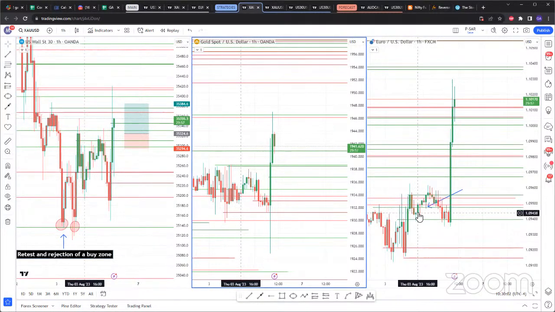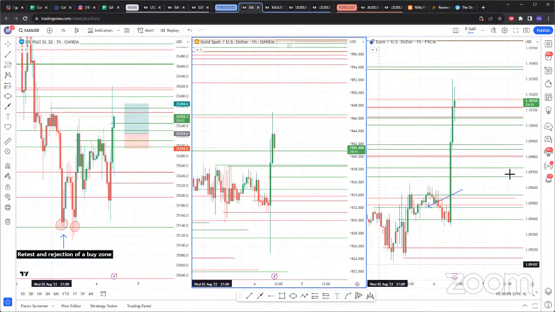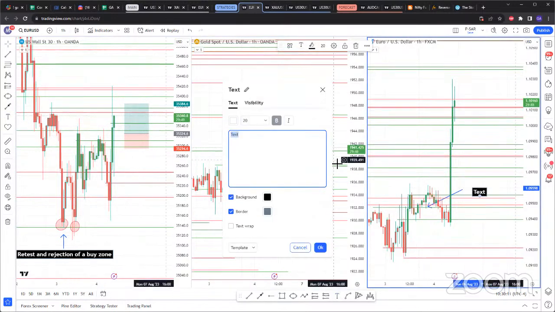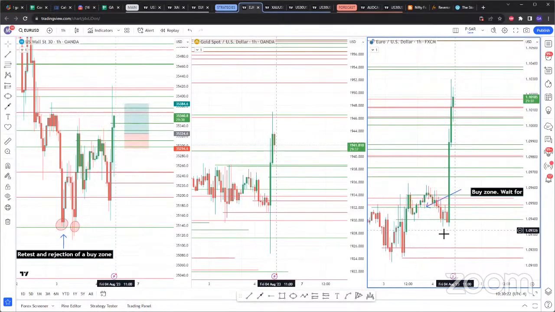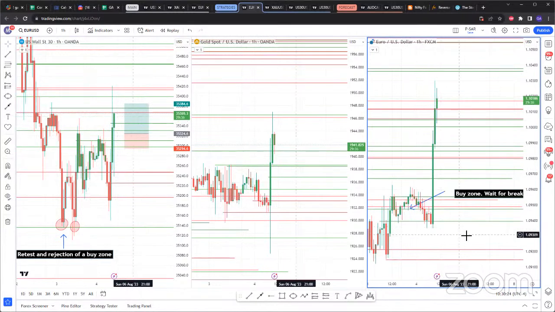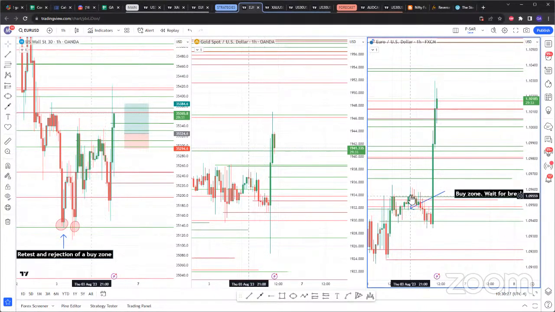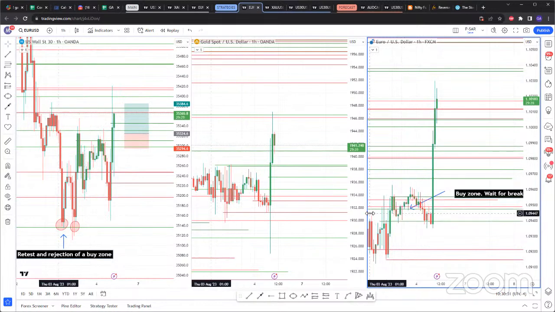So I kept watching it. I saw this candle right here. It broke and closed above my buy zone, right? Let me label this: buy zone, wait for break and retest. Right, so this is all I'm observing on EU, or what I was observing yesterday. So we had a break and then we had a retest and closure above. So this is the point I entered EU.